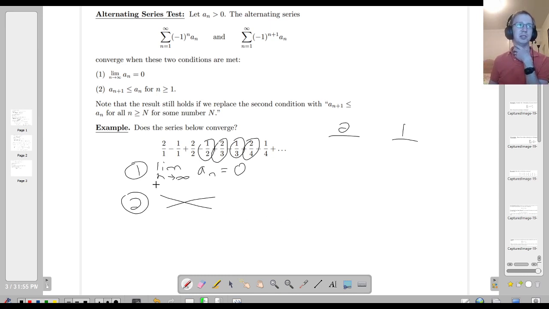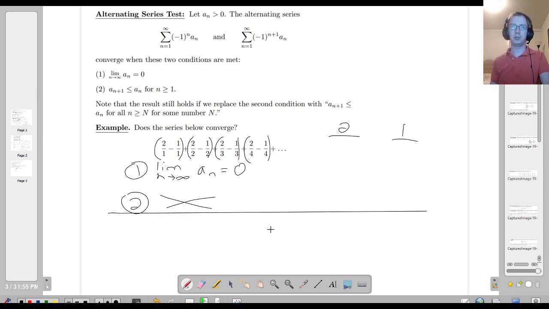So what I want to suggest is that we actually just go ahead and group these terms together. So let me clean up my annotations for a second. I'm just going to look at each pair of terms, and we'll see what happens. Okay, so if I look at each pair of terms, the first one is 2 over 1 minus 1 over 1, so that's 1 over 1. My second pair of terms, 2 over 2 minus 1 over 2, that's 1 over 2. My third pair of terms, 2/3 minus 1/3, is 1/3. And what you can see is that every time I combine a pair of those terms, I just end up with the next term in the harmonic series.